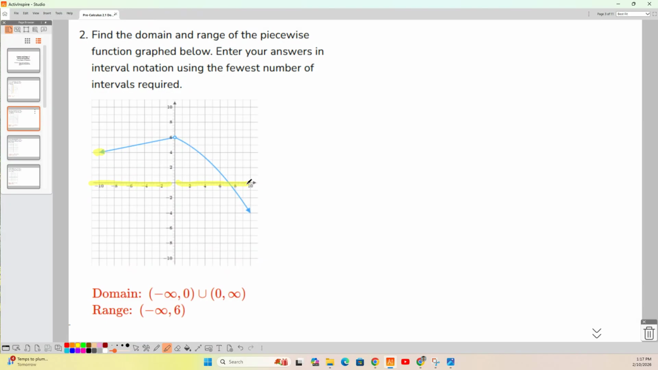Looking at the x values, the graph exists. And we have an arrow here. That means the graph is continuing forever. So we go to infinity. So for the domain, 0 was the only x value that was not part of our domain. So we write that as -infinity to 0, but we're not including 0, so we use a parenthesis, union 0 to infinity. And again, not including 0, so we use a parenthesis to infinity.